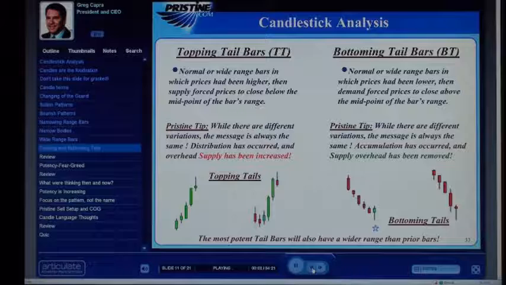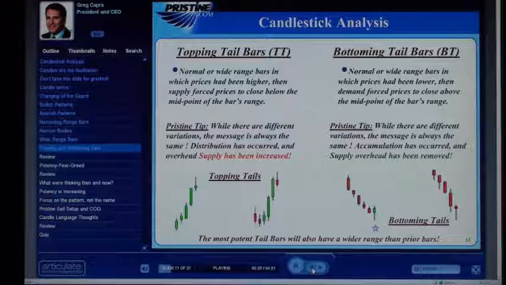Topping tail bars and bottoming tail bars. The topping tail bar is a normal or wide range bar in which prices had been higher, and then supply forced prices to close below the midpoint of the bar's range. Again, supply forced prices lower, below the midpoint. It's about supply and demand. Sellers overcoming buyers within that time period.